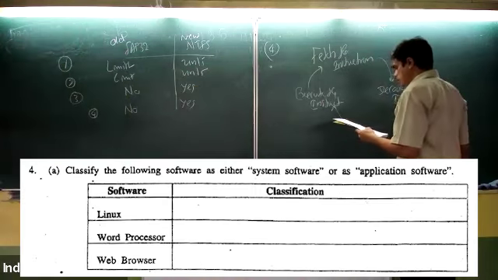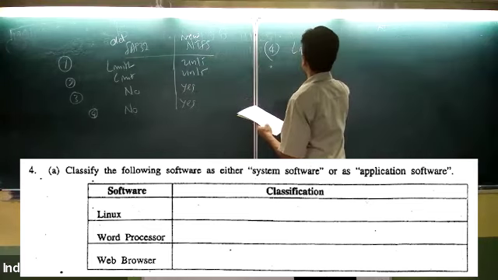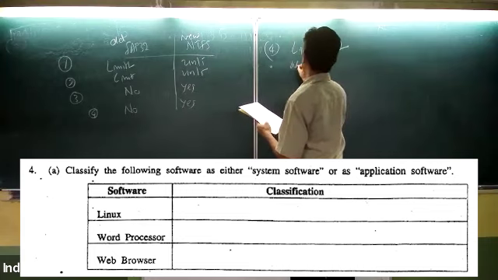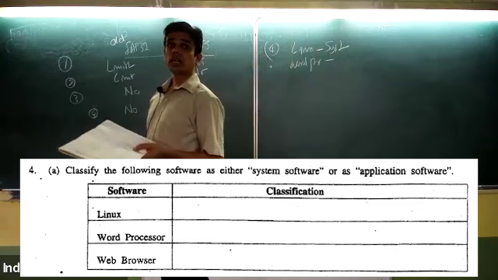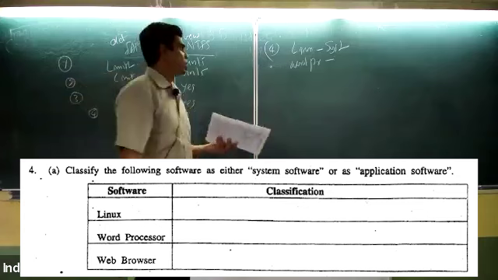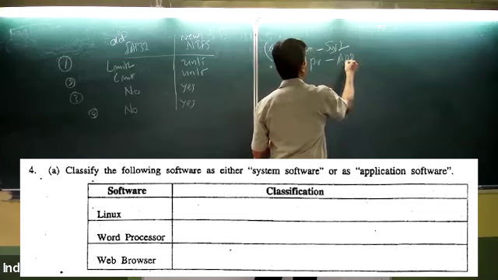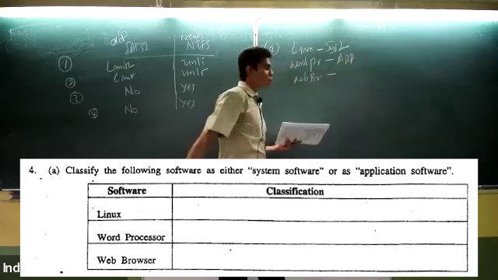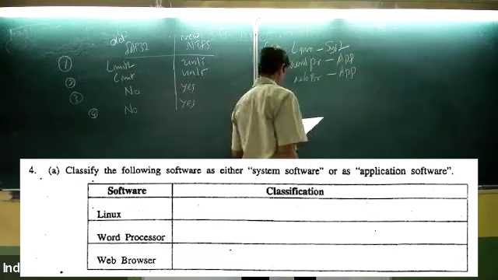Software is either system software or application software. A Linux system or application? It's system. Then a word processor. What are word processors? An example is Microsoft Word, allowing you to maintain documents. So is a word processor application or system? Application, serving the user to continue their work. Next one is web browser, just like Google Chrome, Firefox, still application serving the user.